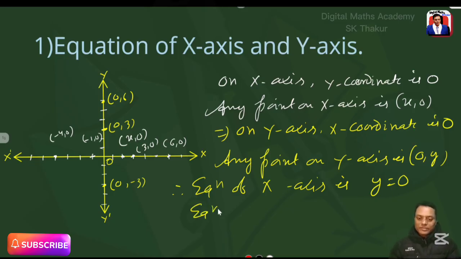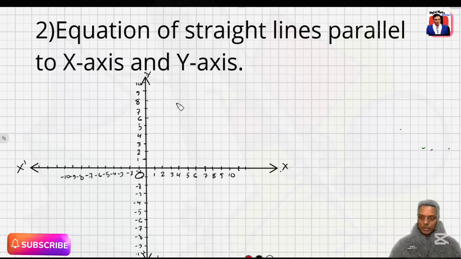Similarly, we can write the equation of the y-axis is x equals 0. So the equation of the x-axis is y equals 0, and the equation of the y-axis is x equals 0. Let's move ahead. Let's find the equation of straight lines parallel to the x-axis and y-axis.